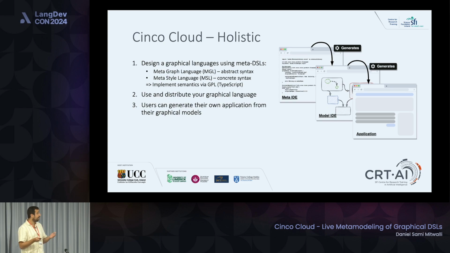And after that, a language engineer can distribute the graphical language. This is the 2nd step. And in the 3rd step, the user or domain expert can use the graphical language to maybe model their own new applications.